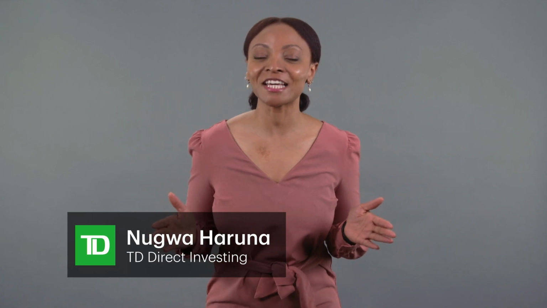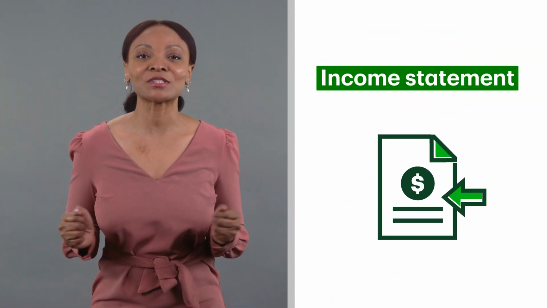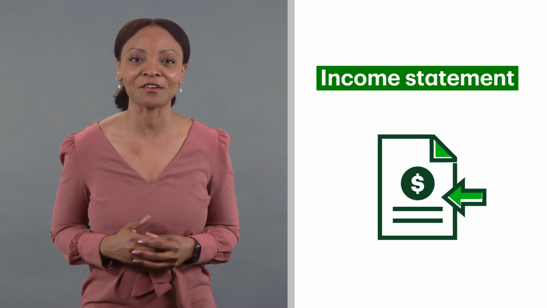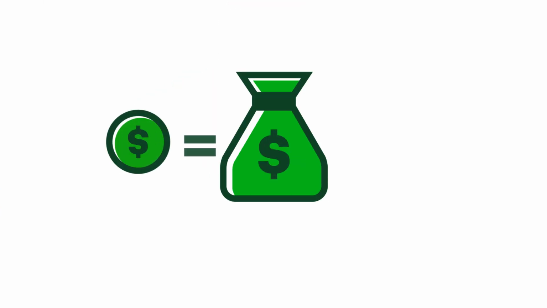Show me the money. That's what many investors are likely thinking when researching stocks. So it makes sense that one of the first places many of them start is a company's income statement. An income statement shows a company's revenue, expenses, and profits during the reporting period. Its purpose is to illustrate a company's profitability, or how well it translates revenue into earnings after expenses.